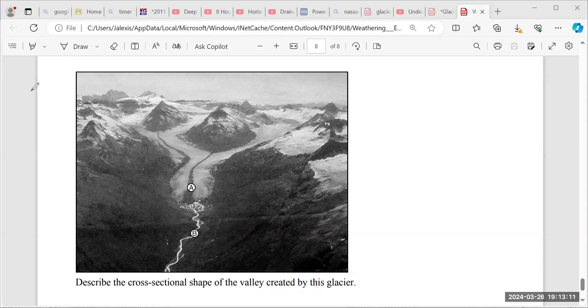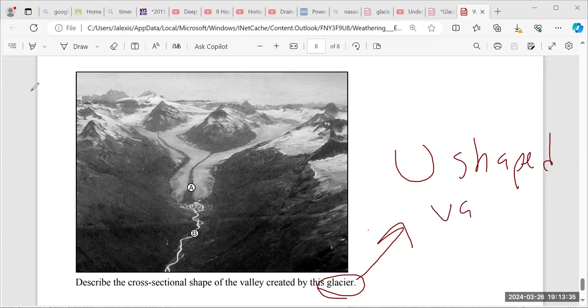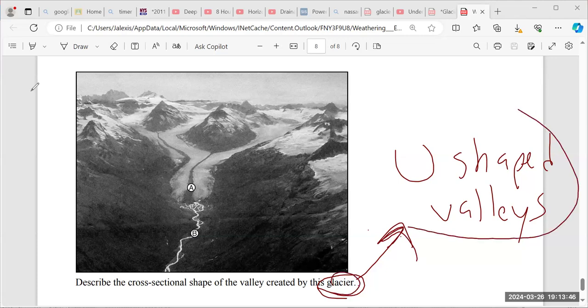So we know if we were to cut this land in half, what shape would we see? Now, one important thing that we see here is that glaciers create what type of valleys, everybody? They create U-shaped valleys. Glaciers create U-shaped valleys. It's streams that create V-shaped valleys. So U-shaped valleys are created by glaciers. U-shaped valley is the correct answer.